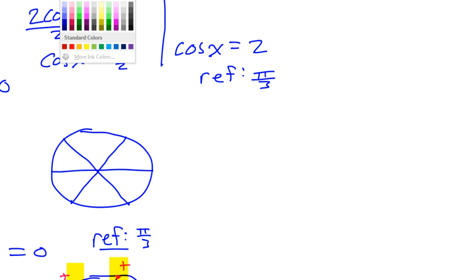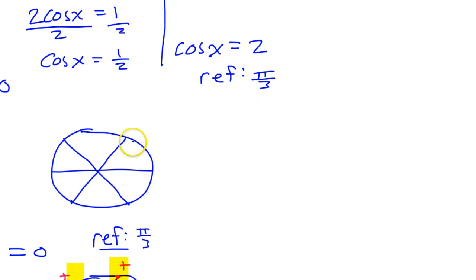There are 4 angles that have a reference angle of pi over 3. They are here, here, here, and here. Cosine is the x value on the unit circle. So these two will be positive because they're to the right, and these two will be negative. In this case, I want the positive version, positive 1/2. So these two will be the solutions. So that tells me that x is equal to pi over 3, or x is equal to 5 pi over 3.